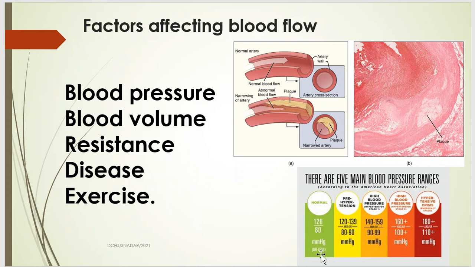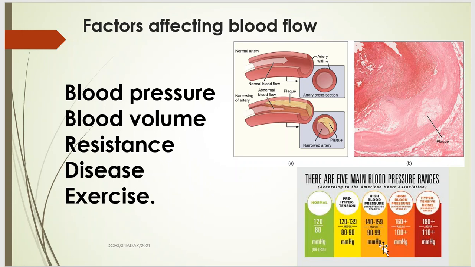120/80 is a normal blood pressure, measured in millimeters of mercury, according to the American Heart Association. So 80 is the diastolic pressure, which means when the heart is relaxing. 120 is the systolic pressure, the time when the heart is pumping the blood. So that is normal. Pre-hypertension is 120 to 130 over 80 to 90, somewhere in this area. Then high blood pressure is right here, and then this is super high, and you can see here this is intensive care. So that's the blood pressure.